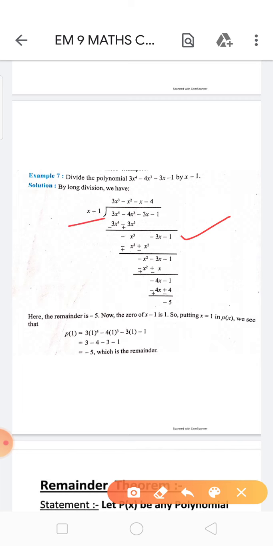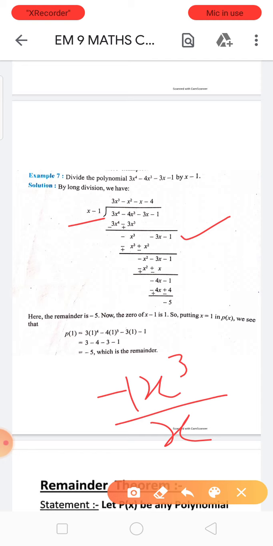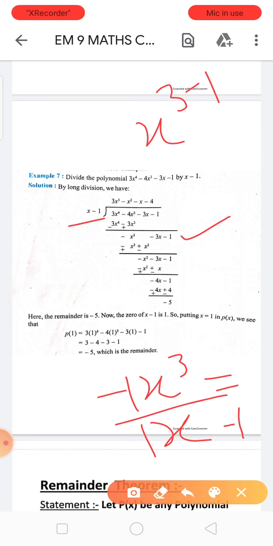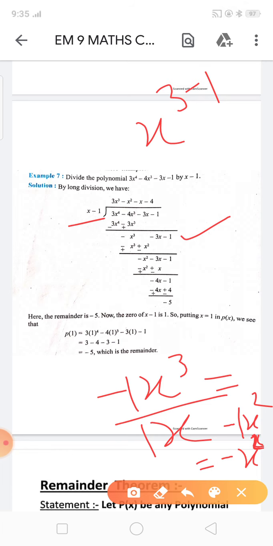Then again in the next step we compare. Our dividend is minus x cube minus 3x minus 1 and our divisor is x minus 1. So again we compare the first term. The first term is minus x cube and in the divisor the first term is x. Dividing, the coefficient is minus 1, and x raised to 3 upon x raised to 1 means 3 minus 1, we get x raised to 2. So we write minus x square as our new quotient term, with coefficient minus 1.